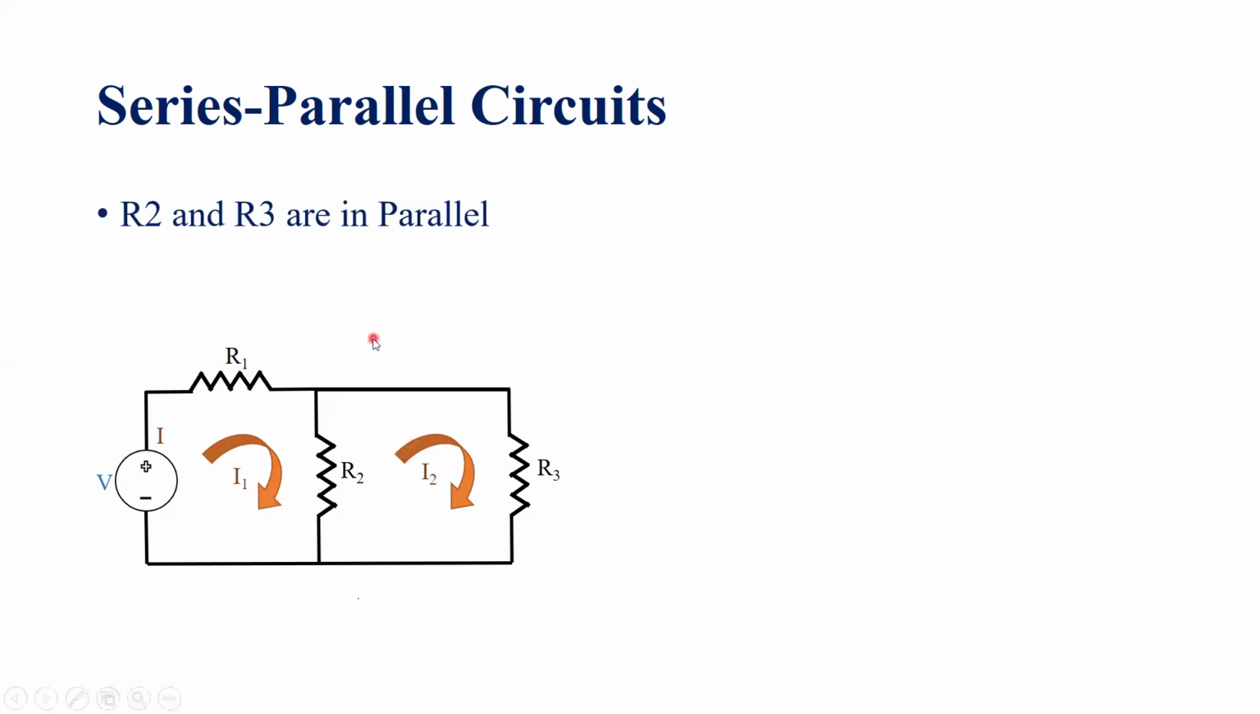So in this circuit, we see clearly resistor R2 and R3 are parallel with each other. And that's why we are talking about the series parallel circuits. R1, this resistor, is in series with the parallel combination of R2 and R3.